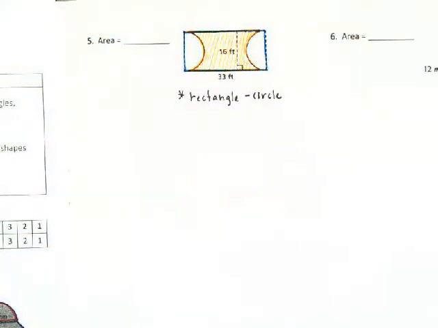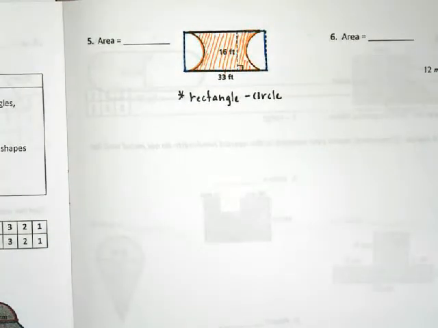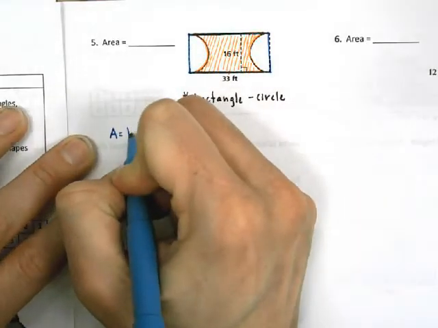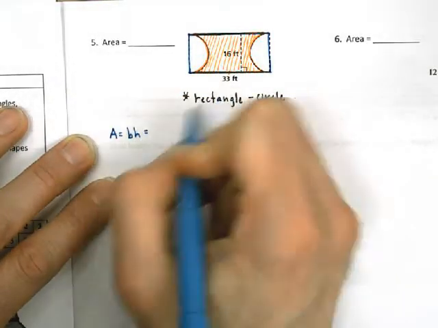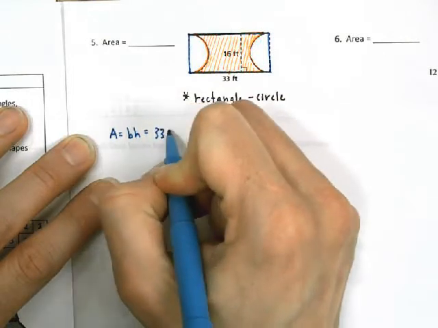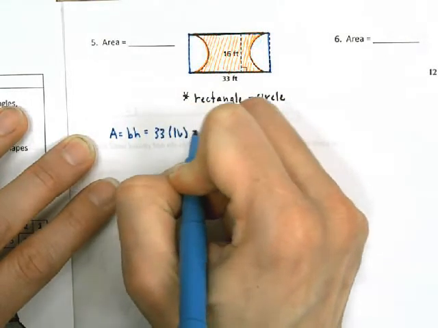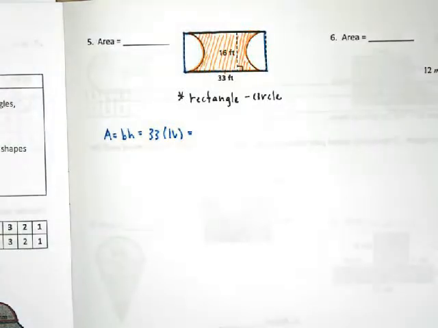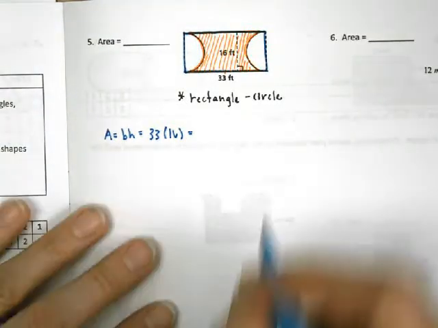I'll let the camera readjust here. Okay, so my area of a rectangle, I know, is just base times height. The base, they tell us, is 33, and the height is 16. So that's a simple calculation for us to do, and we get an area of 528.